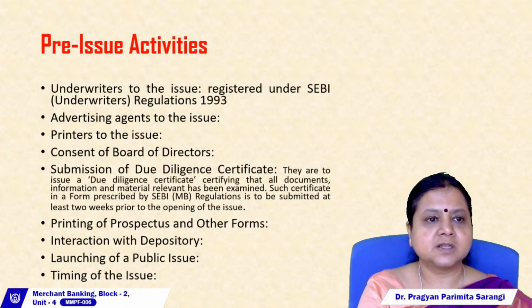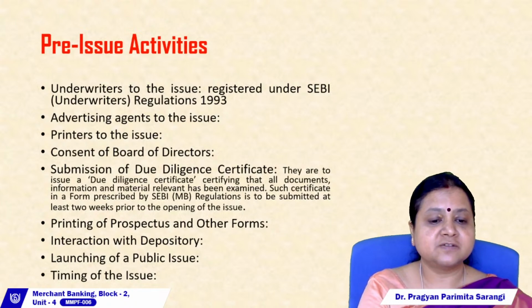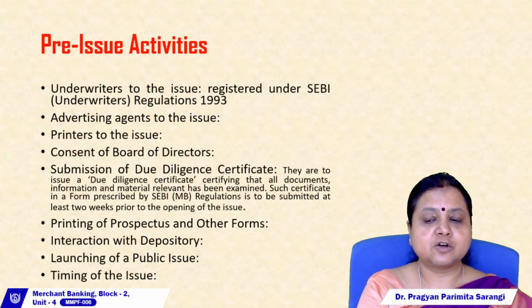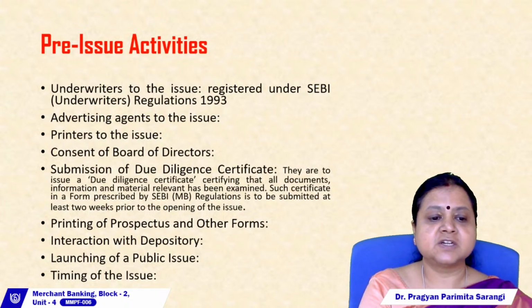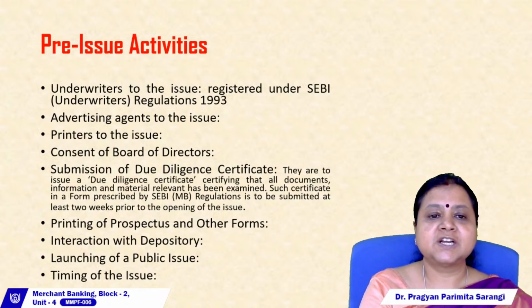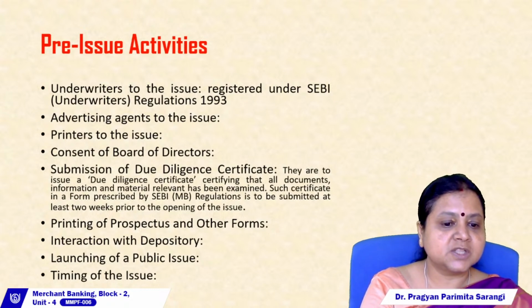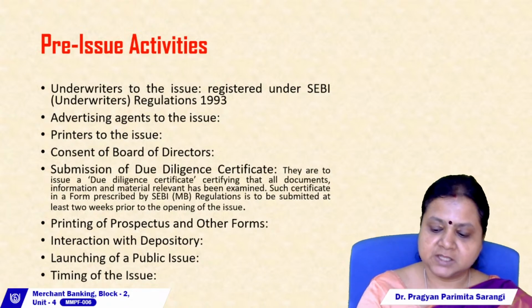Then there are certain other pre-issue activities like printing of the prospectus, like interaction with the depository, where the e-format of these share certificates will be kept before it is being dispatched to the owners. Now, how it will be launched during the public issue, whether it has to be launched through advertisement in the newspaper or on television, and what should be the timing of issue, whether if it is a bullish market, this is the appropriate time for issuing the new issue in the new issue market or the primary market or not. So all this decision has to be made before the issue by the merchant banker.